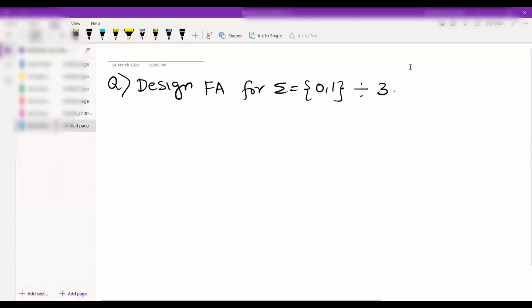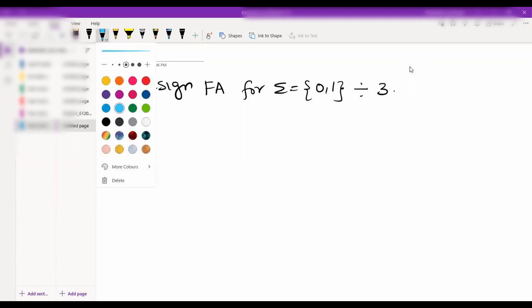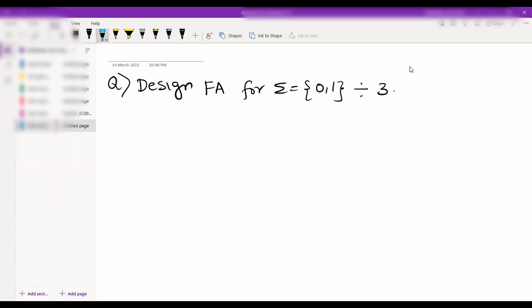Now today's question is designing finite automata for sigma equal to {0, 1} divisible by 3. So how are we going to solve it? We are going to first find out the mathematical method. We will first solve this question by using the mathematical method. So what is there in the mathematical method? First of all, we should know the conversion from decimal numbers to the corresponding binary numbers.